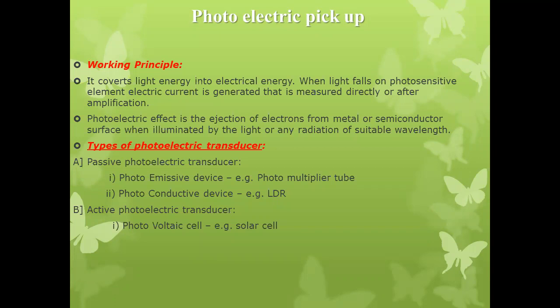Okay, they are broadly classified into two types mainly: passive photoelectric transducer and active photoelectric transducer. We have to consider examples for them, and also keep in mind, because based on this there is a chance they will ask an MCQ. Passive photoelectric transducers, for example, photoemissive device and photoconductive device, LDR, photomultiplier tube. Active photoelectric transducers: photovoltaic cell and solar cell.